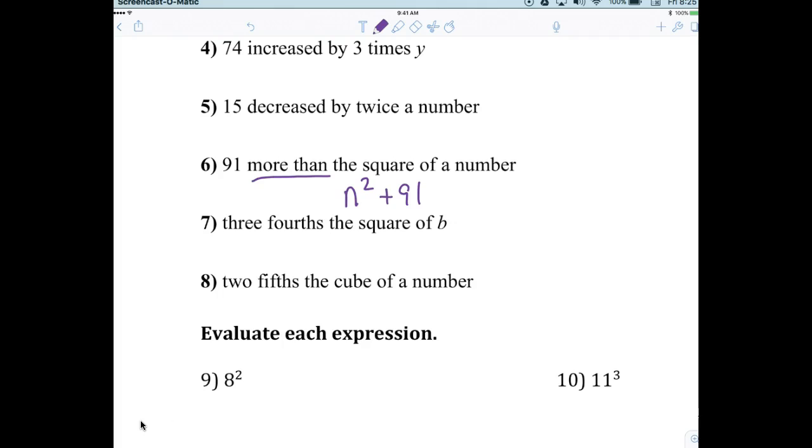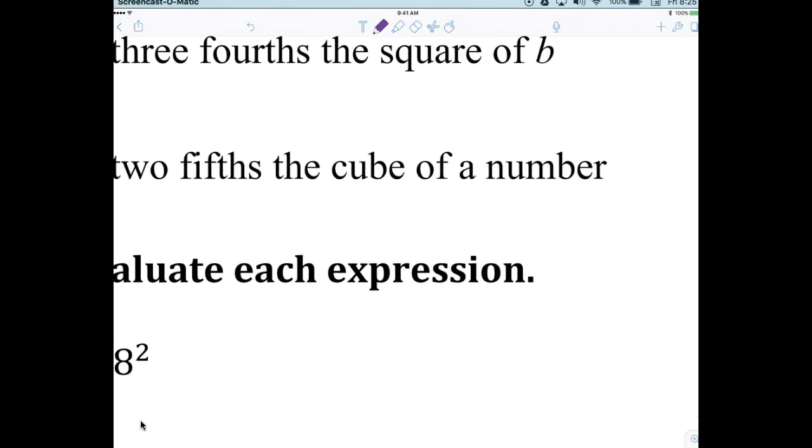All right. Now, number 8. 2/5 the cube of a number. All right, you're multiplying 2/5 times the cube of a number. So that's just 2/5 x cubed. That's what that is.